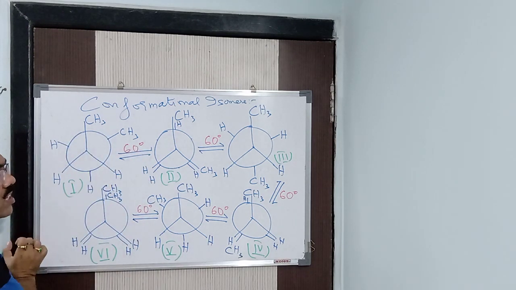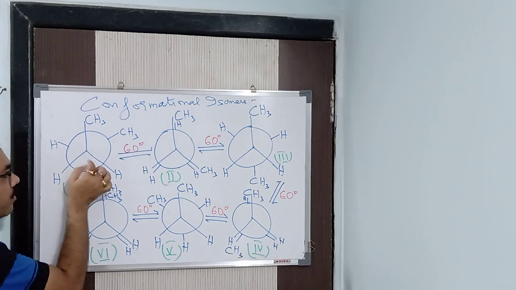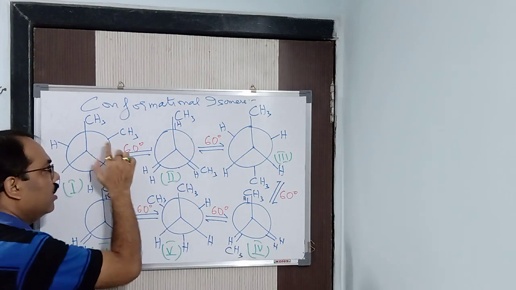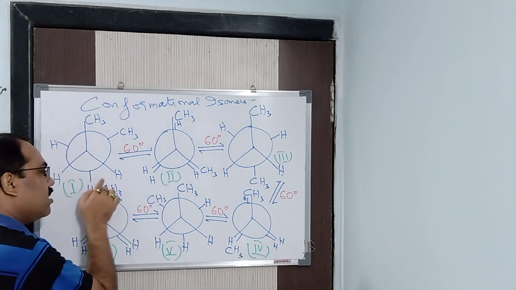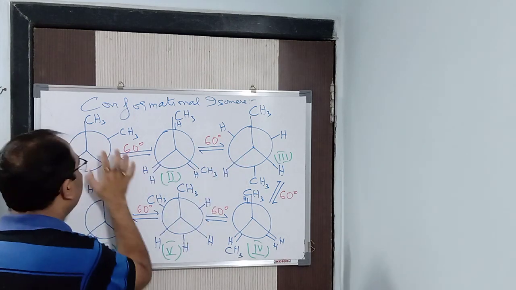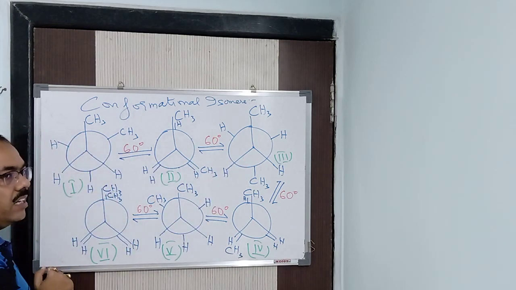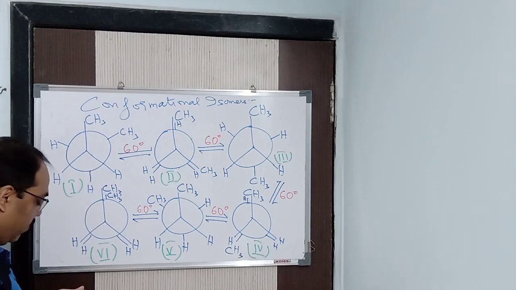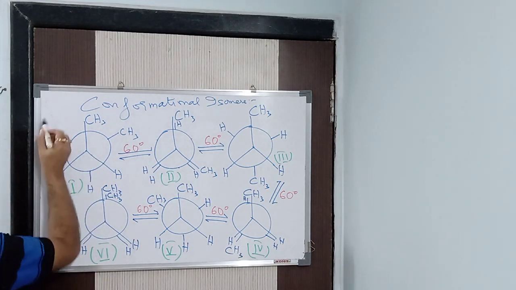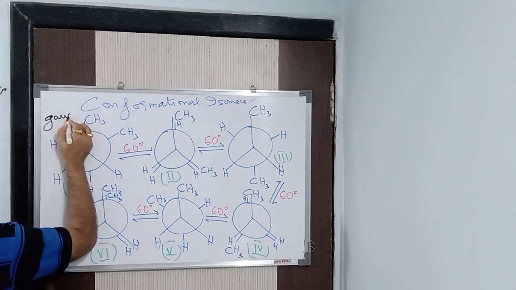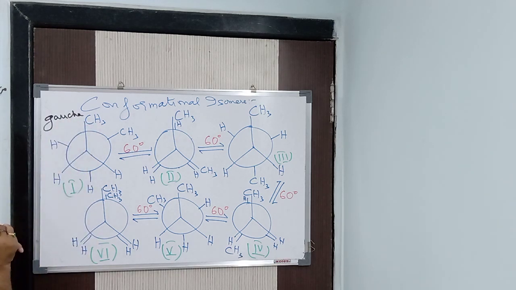This particular one, what is it called? Because both are staggered. Listen carefully. Both are staggered. This is staggered and this is anti. Then what is this staggered called? This is known as gauche. What I said to you? Gauche, G-A-U-C-H-E. Gauche. We can say that.